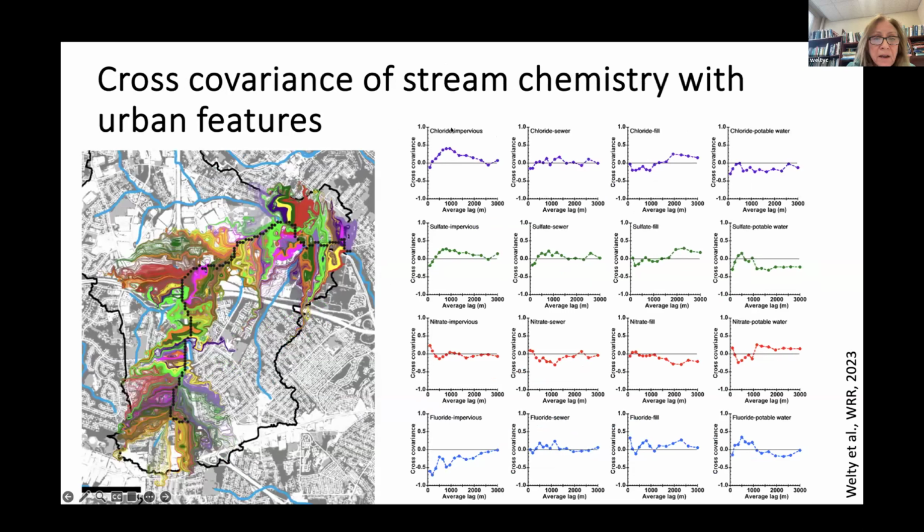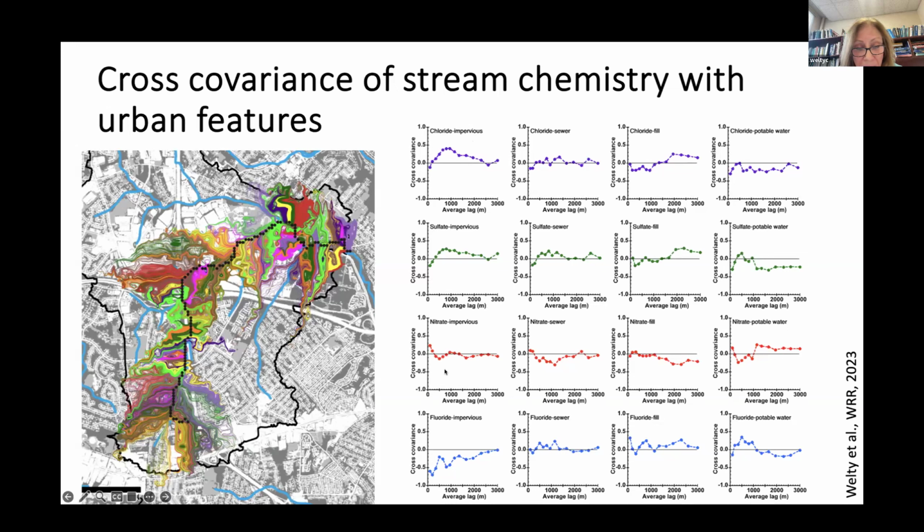So what we were doing is we were looking at cross covariance of these particular chemicals, chloride, sulfate, nitrate, fluoride, with impervious surface area, sanitary sewer density, fill, meaning cut and fill as in fill in the urban landscape when bringing fill and stomp it down to build buildings on, and potable water pipe density. This cross covariance goes from minus 1 to +1, and you can see the graphs here. A positive number is a positive correlation. So we see a pretty strong correlation between chloride and impervious surfaces, as we do with sulfate and impervious surfaces.